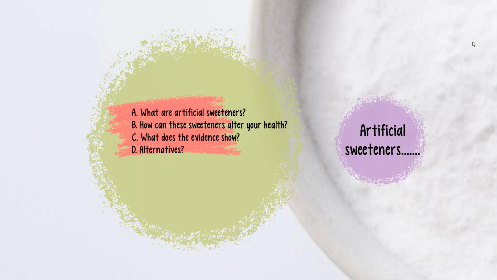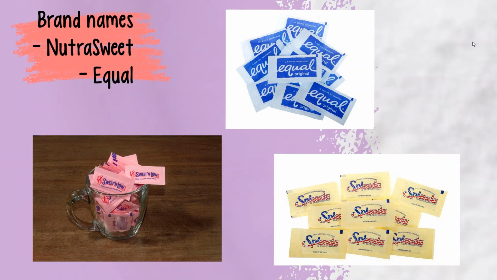What are artificial sweeteners? Artificial sweeteners or non-nutritive sweeteners include low-calorie or non-caloric sweeteners and sugar substitutes. These add a sweet flavor with fewer calories than table sugar, corn syrup, or fruit juice concentrates. Examples include aspartame, NutraSweet and Equal, sucralose, Splenda, acesulfame potassium, neotame, and saccharin, also known as Sweet'N Low.